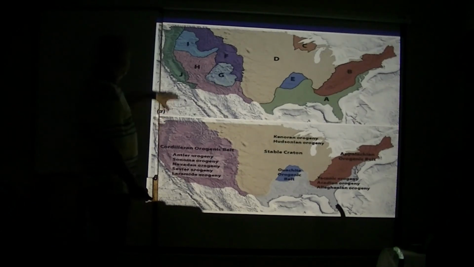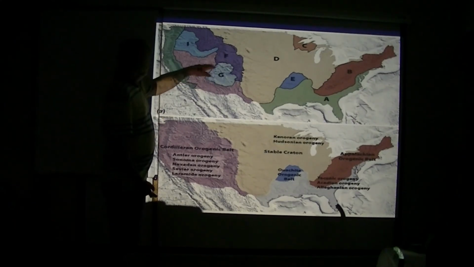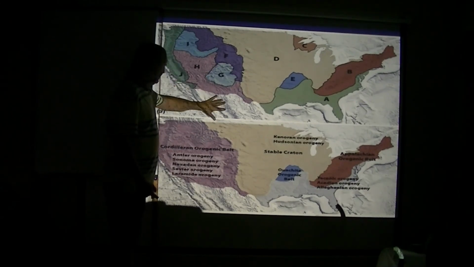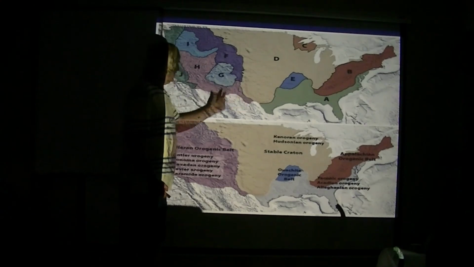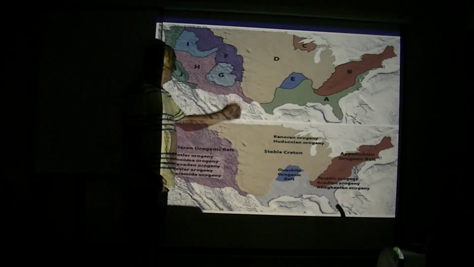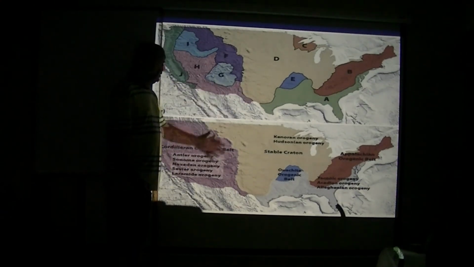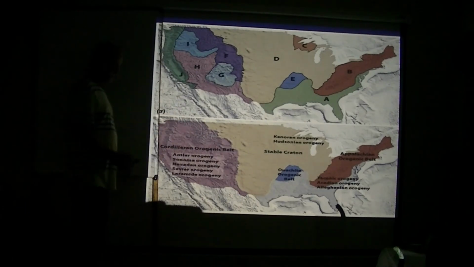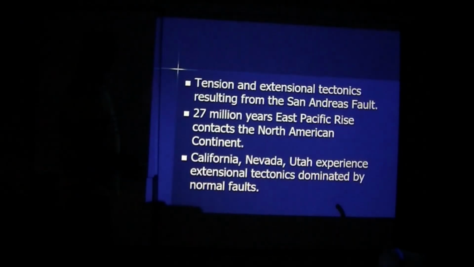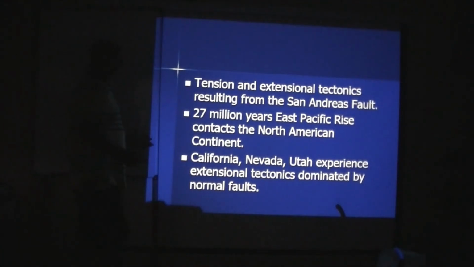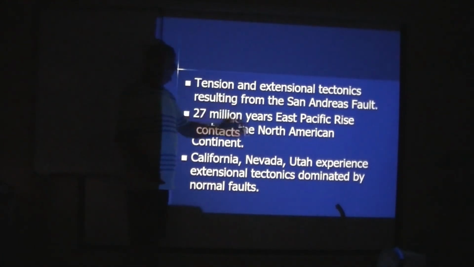So that is basically all of Nevada. It does extend a little bit into Idaho, a little bit into California. It does continue down to Mexico, into extreme western Texas. All this pink area here is what we call the Basin and Range, or Horst and Graben. So this is tension and extensional tectonics resulting from the San Andreas Fault.